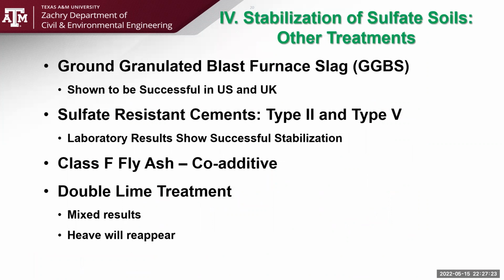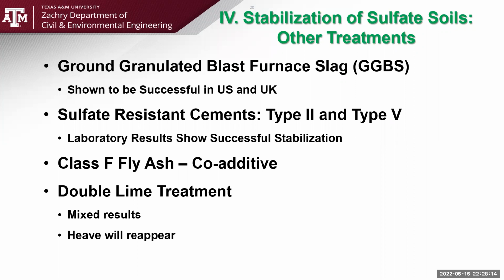I'll start with one of the things that really works well, which is ground granulated blast furnace slag, GGBS we call it. This is from the iron industry, a slag material. If you grind it into powder, you can use it. This material is used as a co-additive. You can use it with a low amount of cement, and it can provide good stabilization of a sulfate soil. Studies have shown this both in the UK, and we ourselves used this in one of our small low-volume road projects in the city of Arlington. There are some papers on this topic, and it worked well. The only reason it's not frequently used is that this material isn't available everywhere, and transportation of this material can also be expensive.